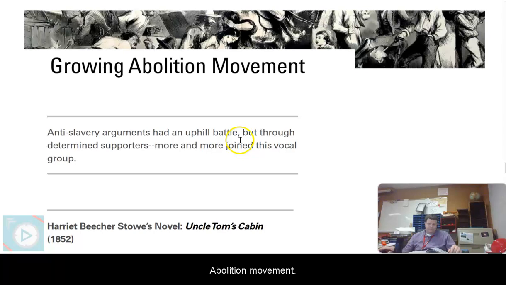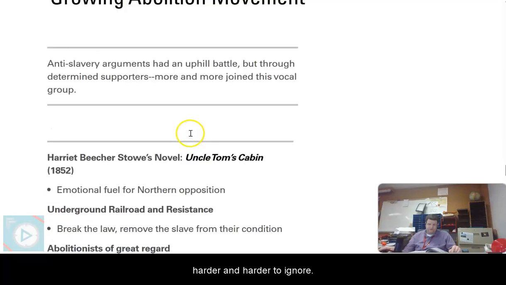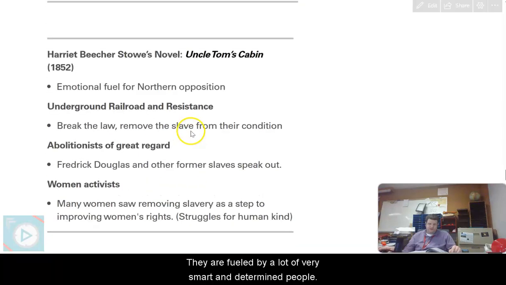Now, abolition movement. The anti-slavery movement has got an uphill battle. There's a lot of people who just don't care either way about the issue of slavery, because if you're living in the North, you don't really see a lot of slaves. If you're living in the South, well, you probably benefit indirectly from slavery, and you might not question it much. However, the abolitionist movement is a growing movement that's getting louder and louder and harder to ignore. They are fueled by a lot of very smart and determined people.